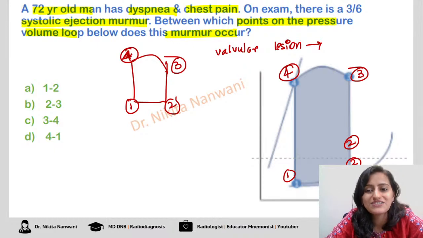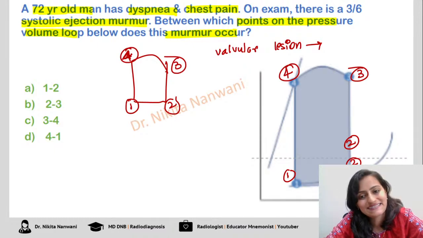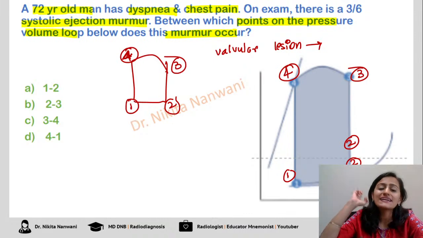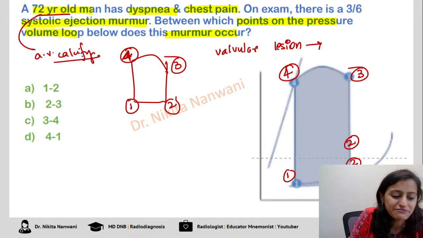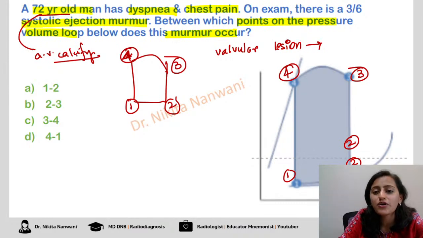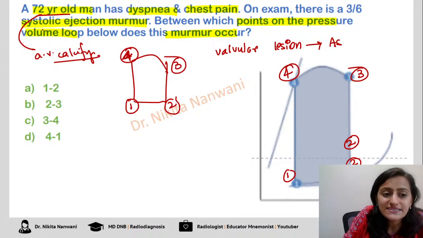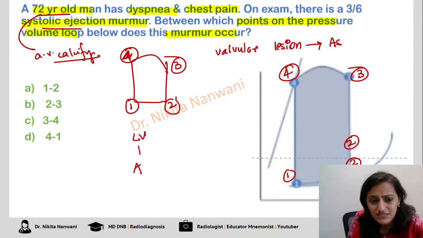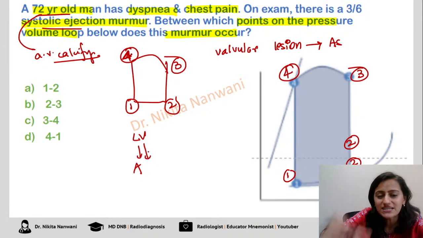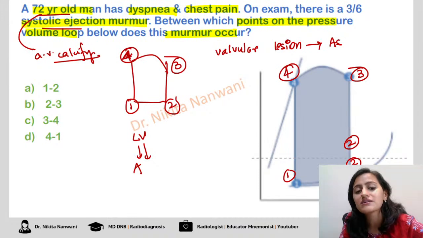What valvular lesion are we talking in this patient? Elderly patient, whenever it's an elderly patient with dyspnea and chest pain, remember with old age, the aortic valve has the tendency to calcify. So that is causing aortic stenosis. The systolic ejection murmur. So it's basically telling you when the left ventricle is pushing into the aorta, ejecting, that is the time we are hearing the murmur.